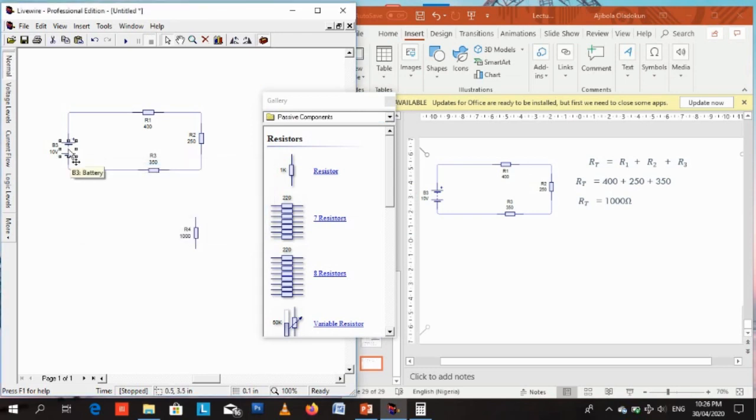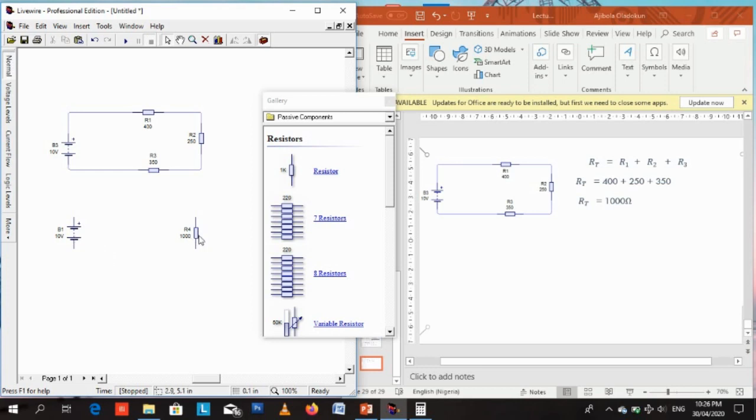Let's connect our 10 volt battery, our DC source, across the resistor and see if the voltage across the resistor and the current through it will be the same as when we have three resistors connected in series.